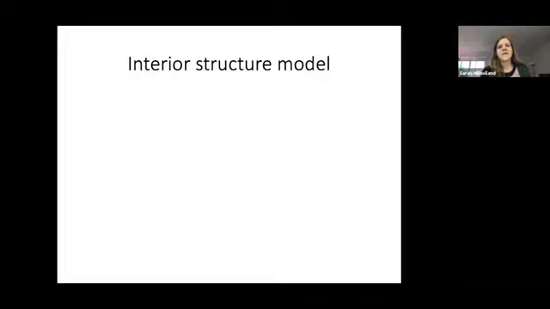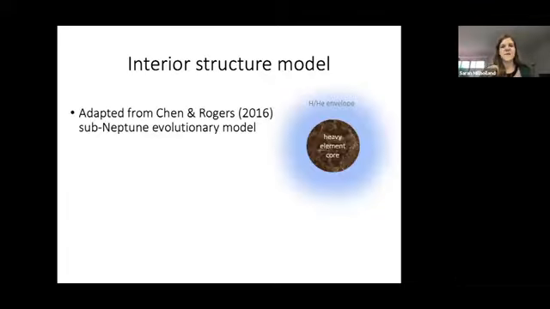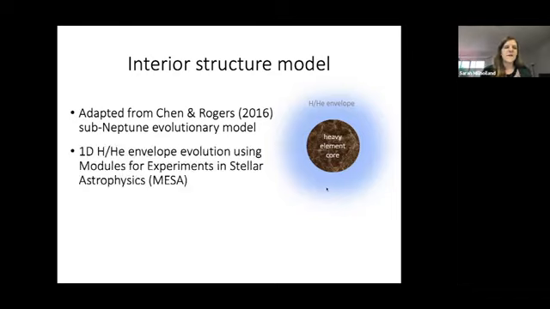With this observation of larger average radii for planets wide of these mean motion resonances, where we expect large dissipation from obliquity tides, we can examine whether the obliquity tide hypothesis offers a consistent explanation for these observations. To address this, I built onto a sub-Neptune evolutionary planet model developed by Chen and Rogers 2016. The model consists of a spherically symmetric planet with a heavy element core and a gaseous envelope dominated by hydrogen and helium. The envelope is evolved using the MESA stellar evolution code.